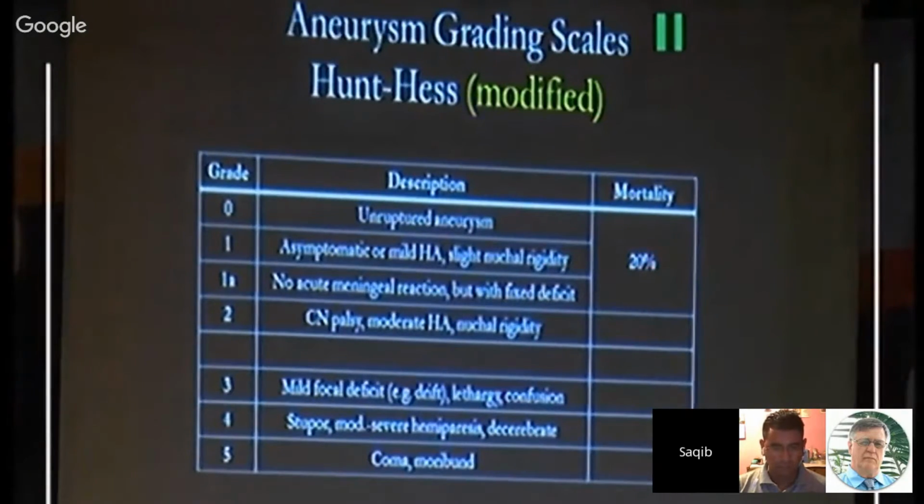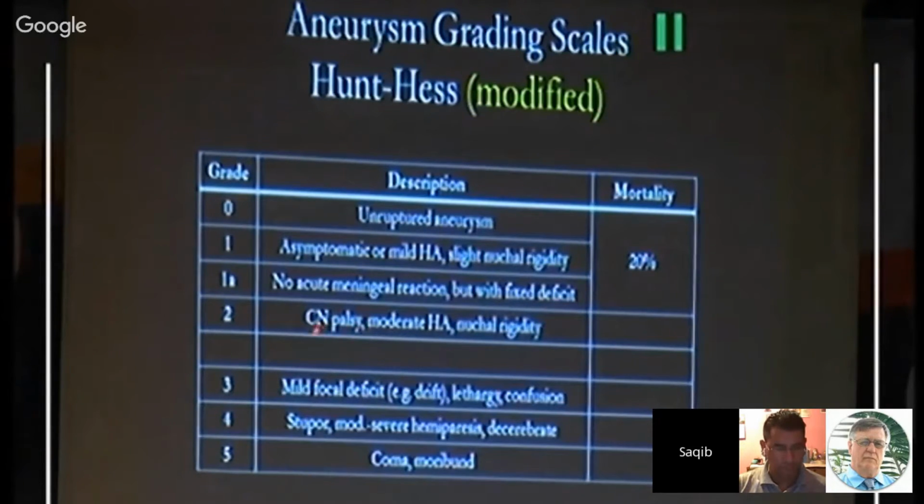There's a Hunt and Hess system, and the importance of that system is really to understand the prognosis from a morbidity mortality standpoint for the patient. And if you take even grade 0, which is unruptured aneurysms, grade 1, and grade 1A, which is no meningeal reaction, the mortality rate from that is still approximately 20%, because vasospasm is still a big issue, and that can result in downstream effects.